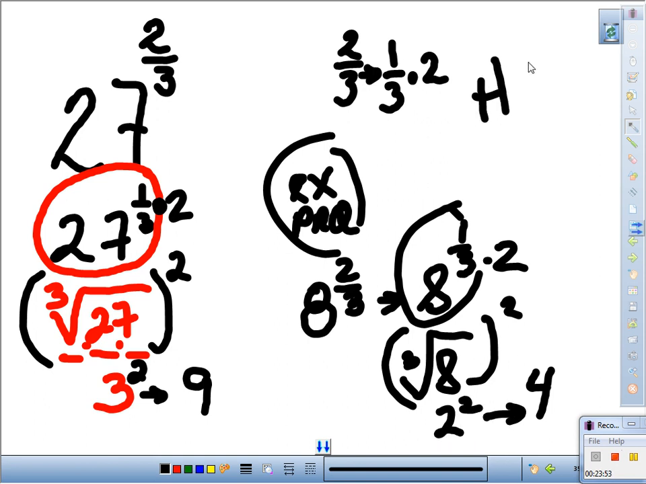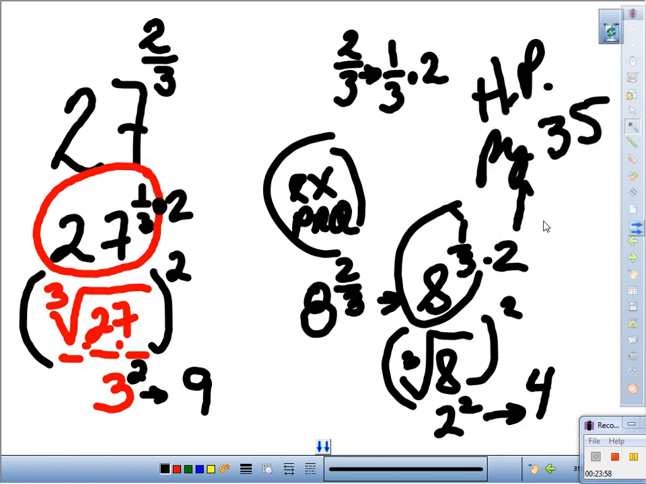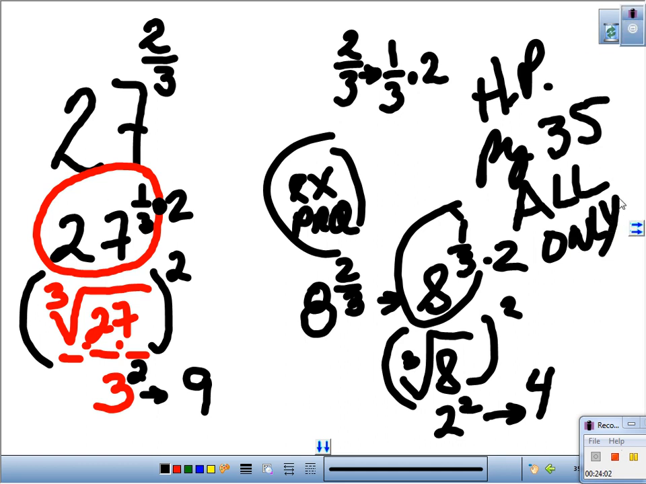Your home plate for tonight is found on page 35. Do all, only. Yeah, in the book. We're finally going to start in our book. Make sure you tear out the page and bring it tomorrow. Have a good one, guys. Enjoy your home plate.